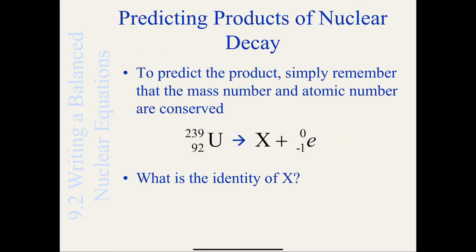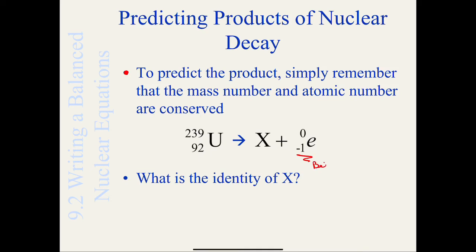It's possible to use a nuclear equation to predict one of the products of a nuclear reaction if the others are known. And so this is one of the main take-home messages for Chapter 9, that you should be able to predict the products of nuclear decay. In order to do that, simply remember that the mass number and the atomic number are conserved. So you can see here we have the decay of uranium-239, and we're emitting a beta particle.